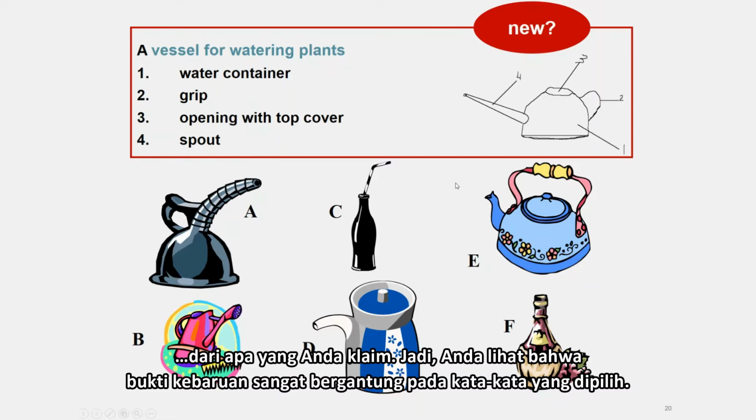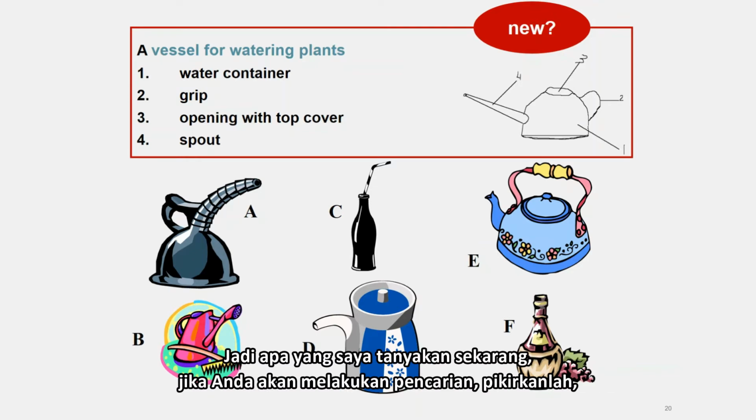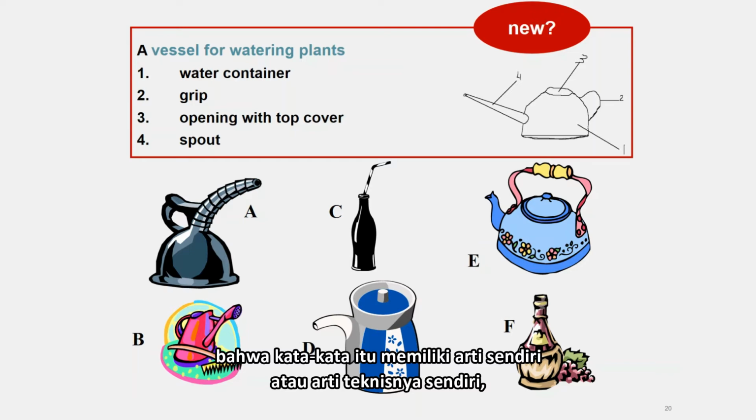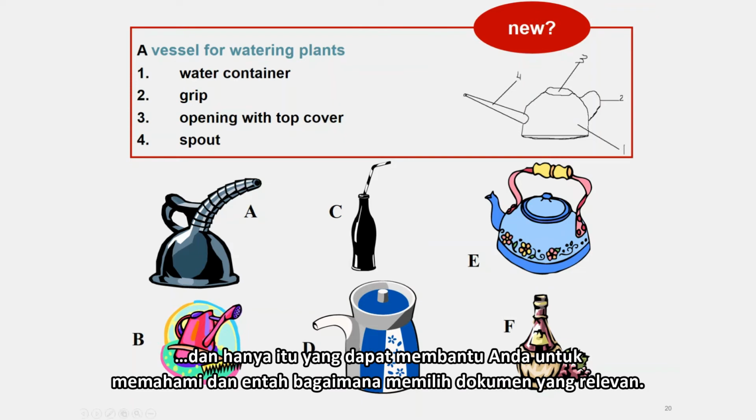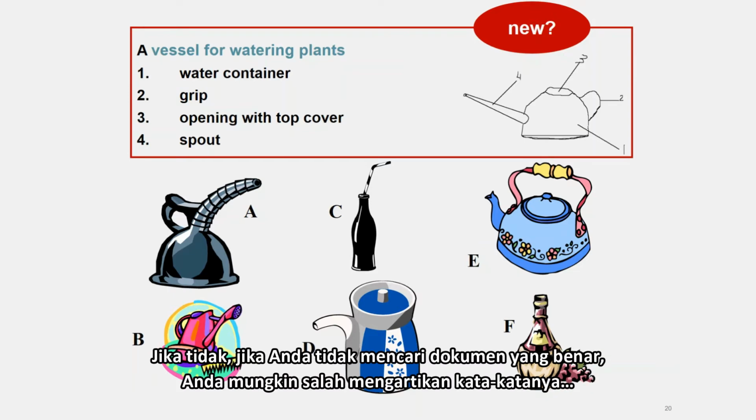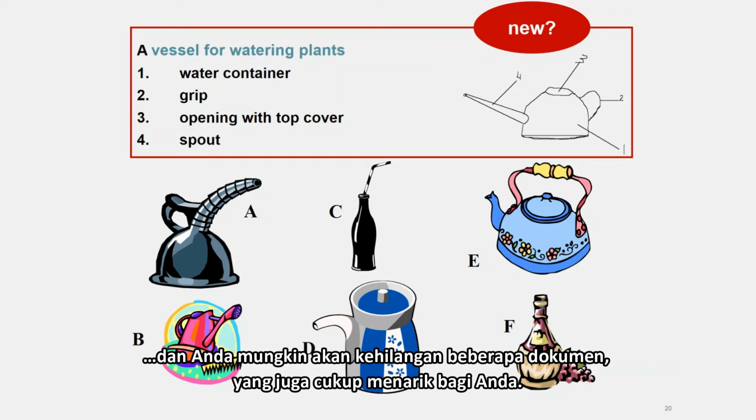So you see that the proof of novelty depends much on the words which were chosen. So what I ask you now, if you are going for a search, think of that the words have their own meanings or their own technical meanings, and they can only be interpreted in the technical area where they are used. And only that can help you to understand and to choose the relevant documents. Otherwise, if you don't go for the right documents, you might interpret the words in a wrong manner, and you might actually lose some documents which are quite interesting also for you.